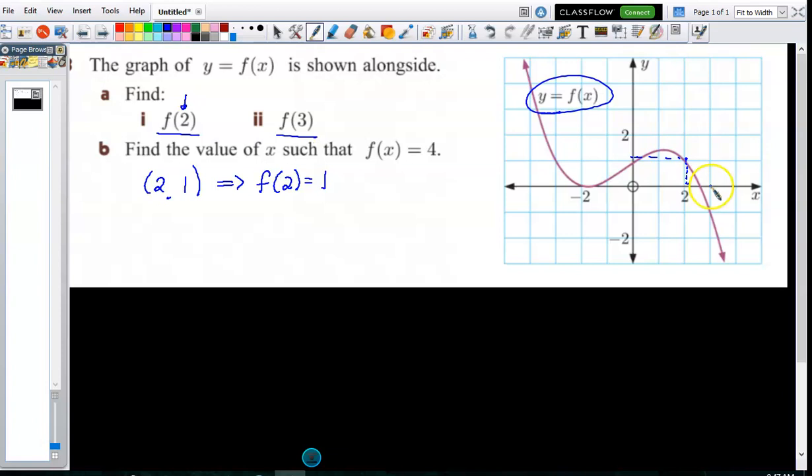-1, that's right. So here's 3. Go down, that's -1. So f of 3 is -1. Find the value of x such that f of x equals 4. Again, that's equivalent to saying when is y equal to 4, right? So here is y equals 4. When does it cut the function? -4. So we'd say for this one, x equals -4.